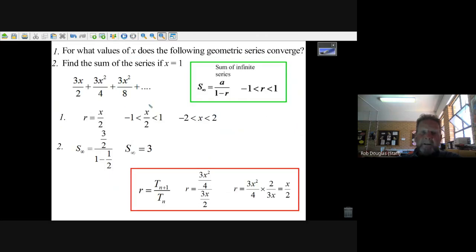Now, sometimes they like to give questions like this. They'll say, for what values of x does the following geometric series converge? And that's the first question. And the second question is, find the sum of the series if x equals 1. Well, first, let's see for what values of x it'll converge.